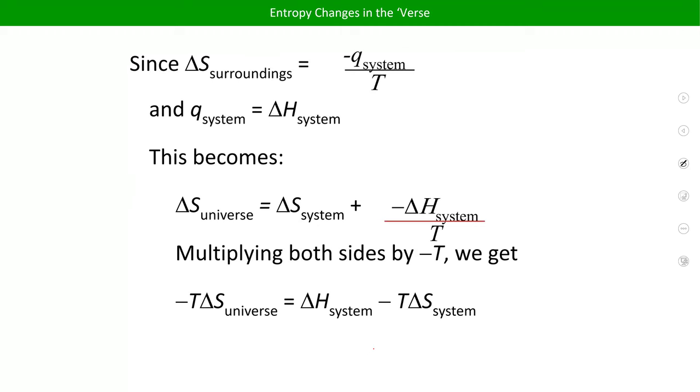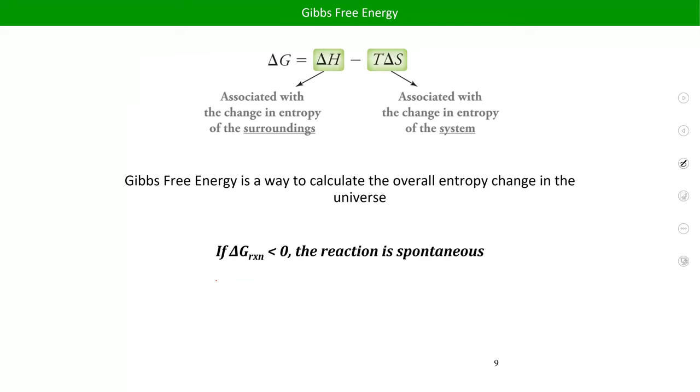So if delta S of the universe is positive, it's spontaneous, right? If delta S of the universe is positive, this whole term is negative because of that negative T. T has to be positive because we're in Kelvin. And that negative sign is always there. So as long as delta S of the universe is positive, delta G will be negative. So that's where our definition here comes from. If delta G of the reaction is less than zero, the reaction is spontaneous.